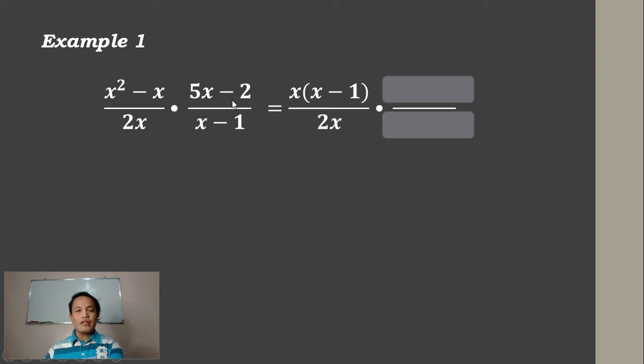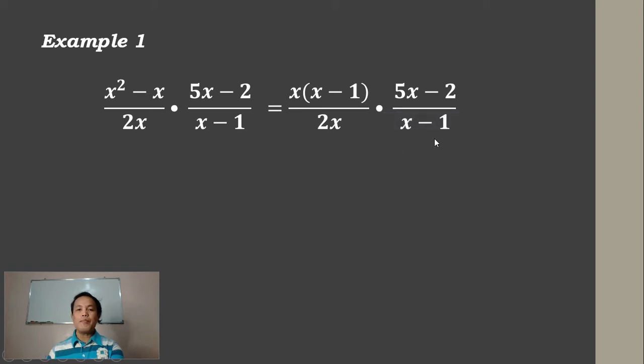Then, proceed to the second fraction. We have here 5x minus 2. Since 5x minus 2 is not factorable, we shall leave 5x minus 2. The same also with x minus 1. X minus 1 is not factorable, so there are no common factors. So we shall leave x minus 1 as the same.